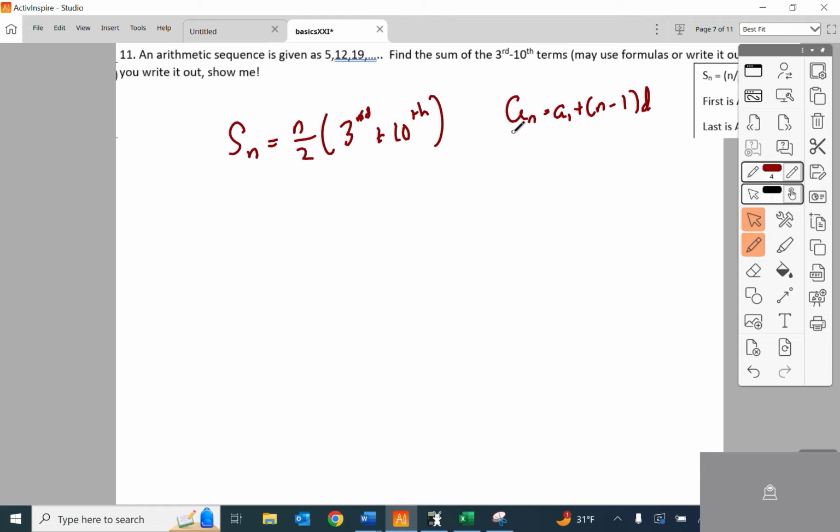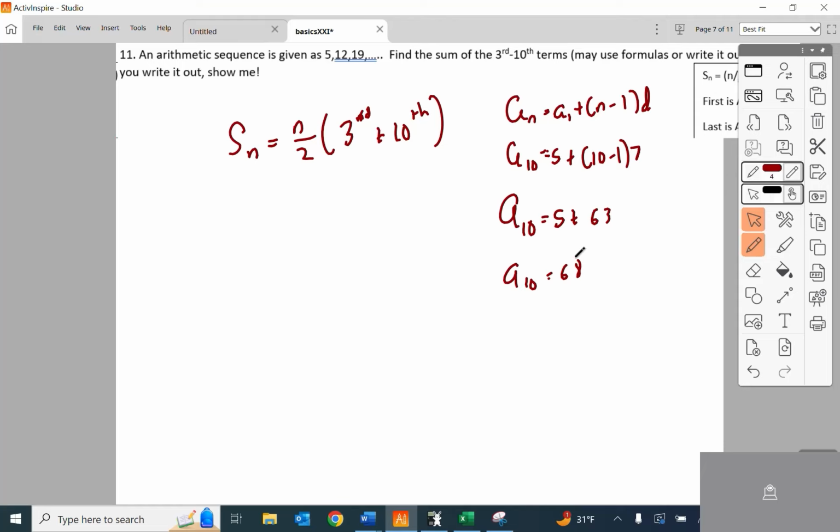If I want the 10th term, I've got the first term of 5. And wherever I see an n, I'm at 10. And the difference appears to be 7. And again, I'm just plugging into a formula. 5, 10 minus 1 is 9. 9 times 7 is 63. A sub 10 is 68.